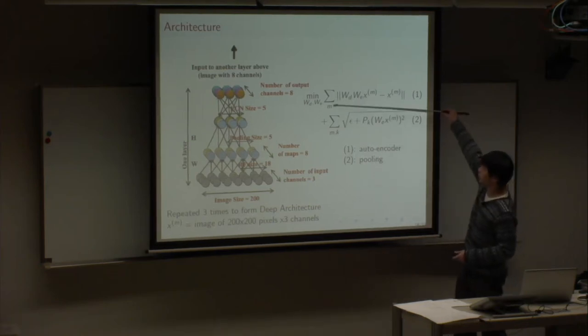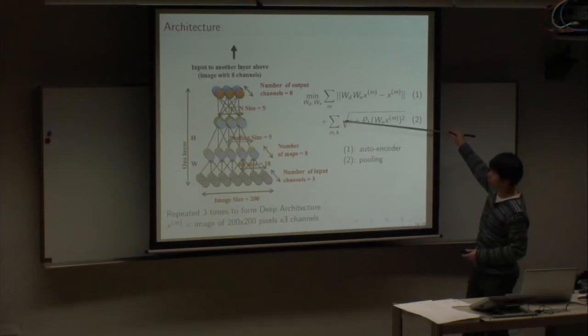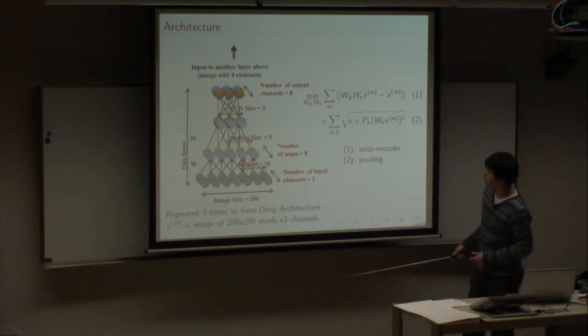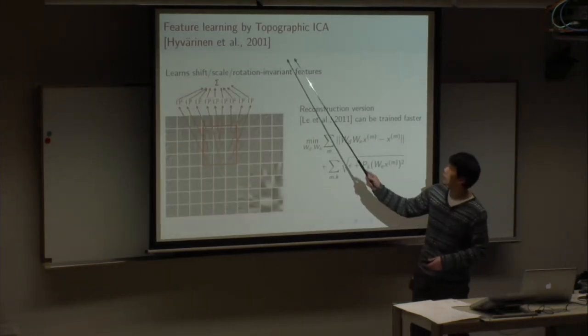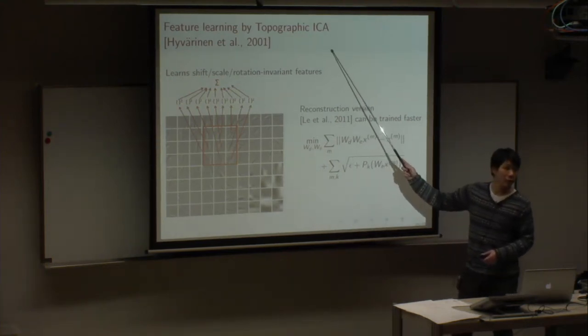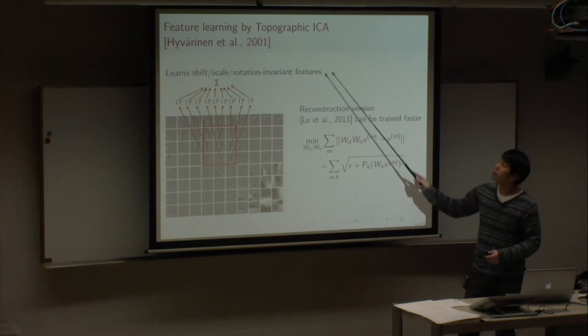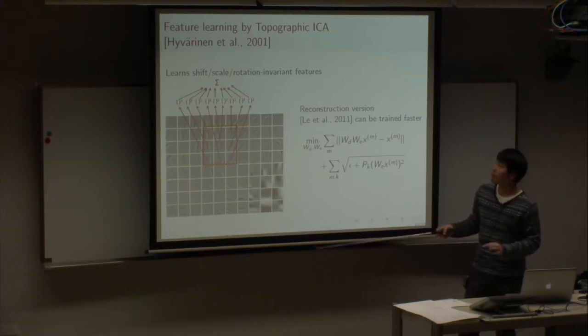Okay. So basically, this first term tries to do autoencoding, and the second term will try to do pooling. And I'll later explain why they are useful. So this kind of formulation is very similar to something called topographic ICA. Do people know independent component analysis? You can think of it as a way to decompose your data into multiple independent factors.